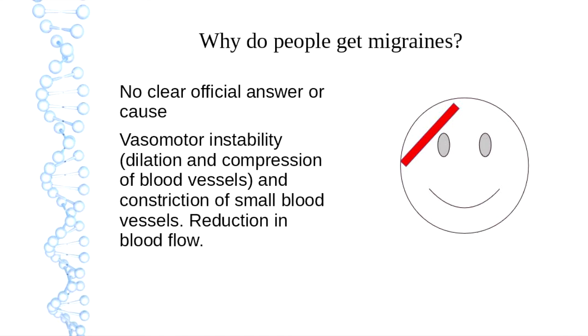One is vasomotor instability. This is basically saying that there is dilation and compression of blood vessels going into the head area, and this will reduce blood flow to certain areas, resulting in pain. Therefore, as we go through some treatment options, we'll see some of them can relate to working on blood vessels and blood flow to the brain.